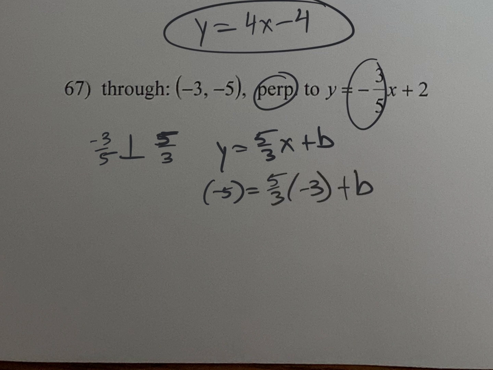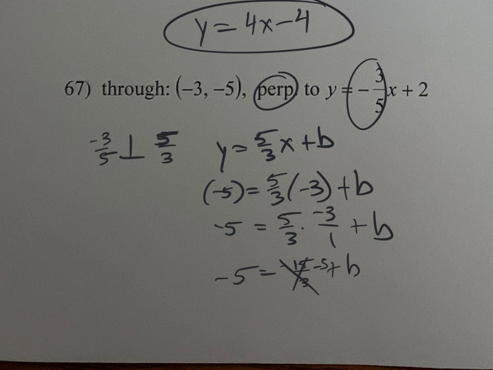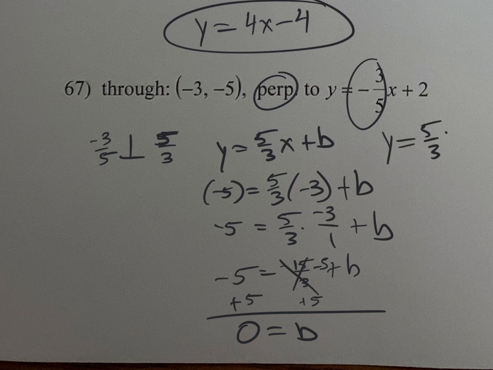Substitute the numbers in. And then solve, please. So we get negative 5 equals 5 over 3 times negative 3 over 1. So negative 5 equals negative 15/3. Negative 15/3 is the same thing as negative 5. So we're going to add 5 to both sides. So this goes through the origin. What's your equation? Y equals 5/3 x plus 0. But you don't need to say plus 0.